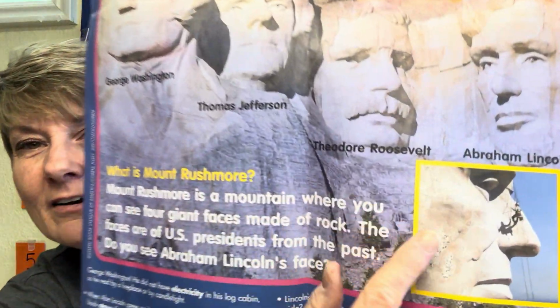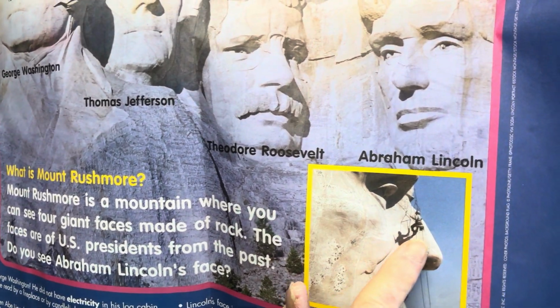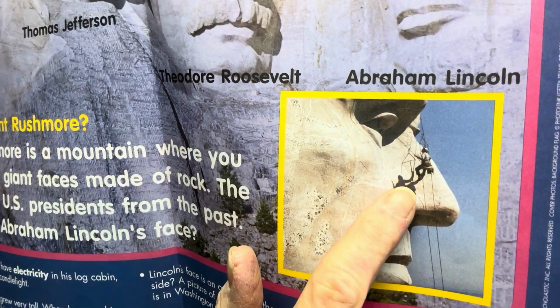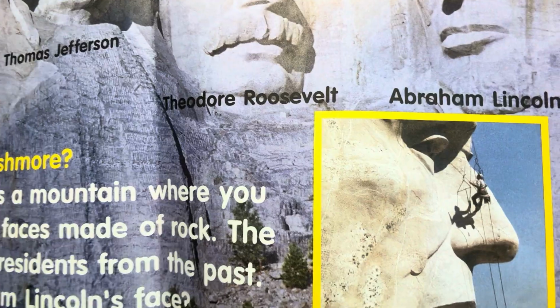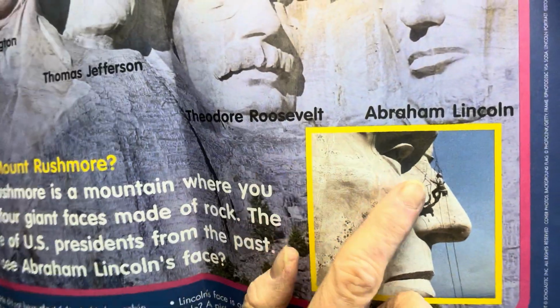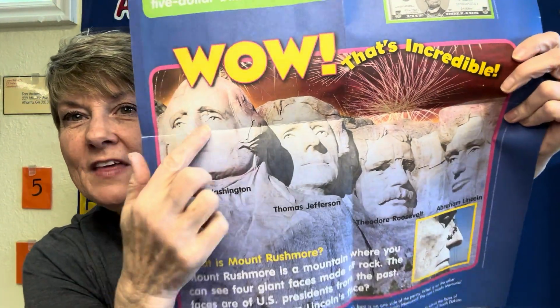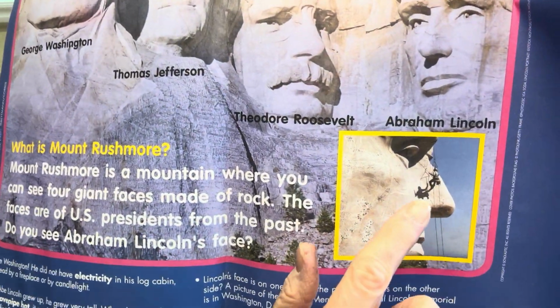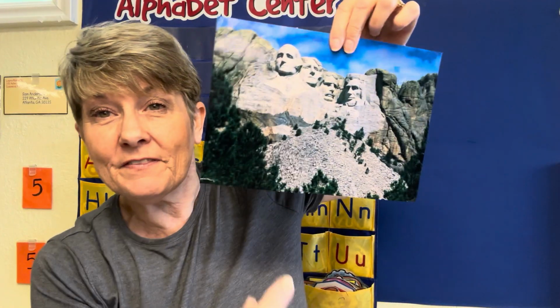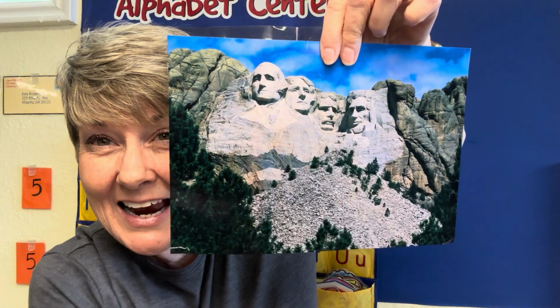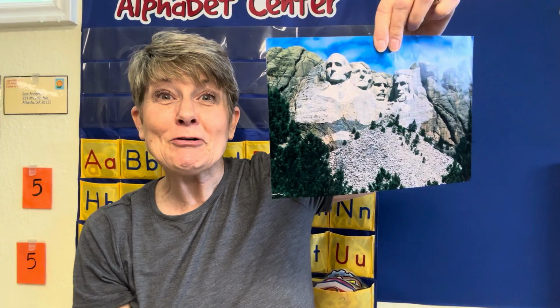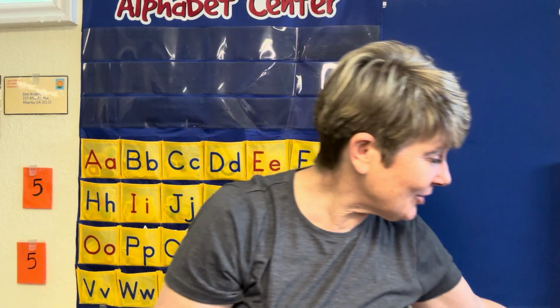But look right here. Can you see that little guy right there? He's making that face. That is how little he is, and that's how big this is. This is a whole mountain with these big faces on it, and there's a little tiny guy just making his nose. So if we were looking at this big mountain and there was somebody on the nose, there would be a little tiny ant on there. Is that crazy? That's totally crazy because it's so huge.